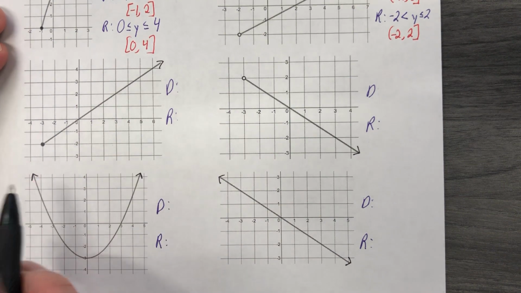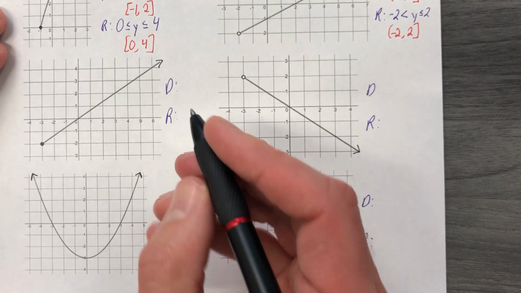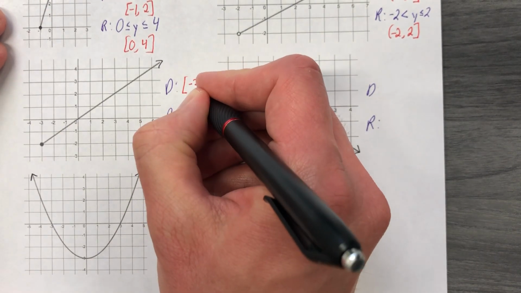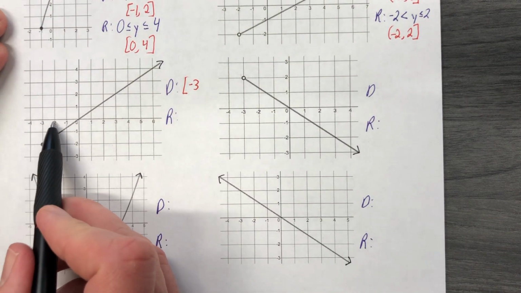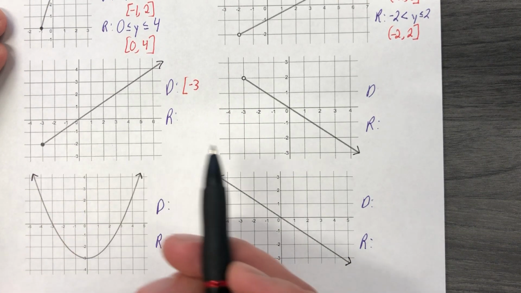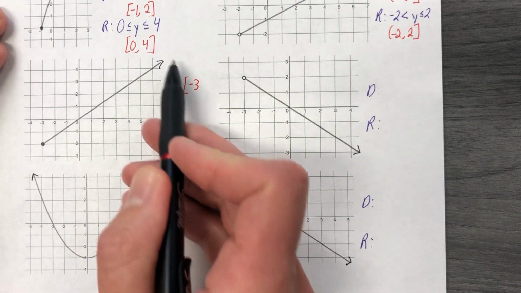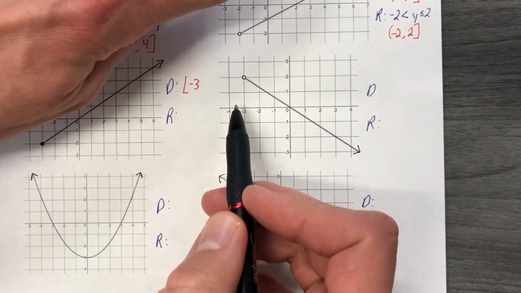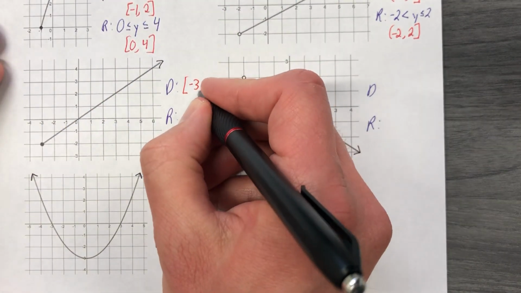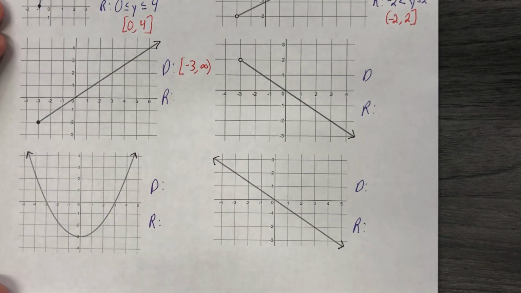Let's see. My domain begins at -3, including -3. So I will include -3, and it keeps going, keeps going, keeps going. It ends never. So no matter how far I go to the right, there will always be a graph that exists. It's going to go way up, but it's going to exist. So from -3 to infinity, never include infinity. Never put a brace on infinity. Always put a parenthesis. Always.